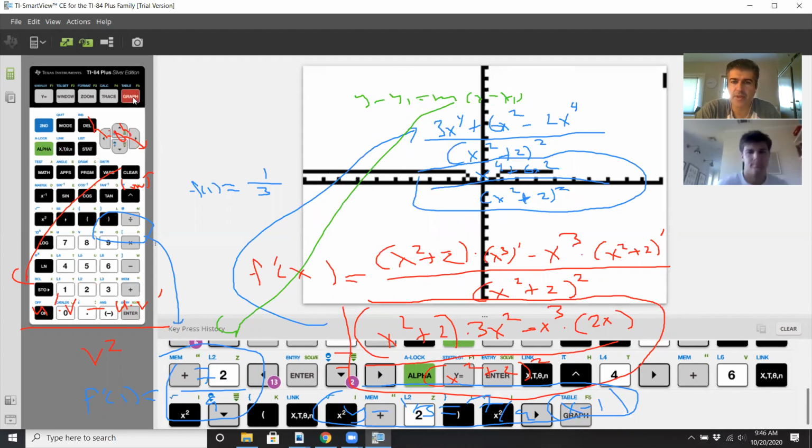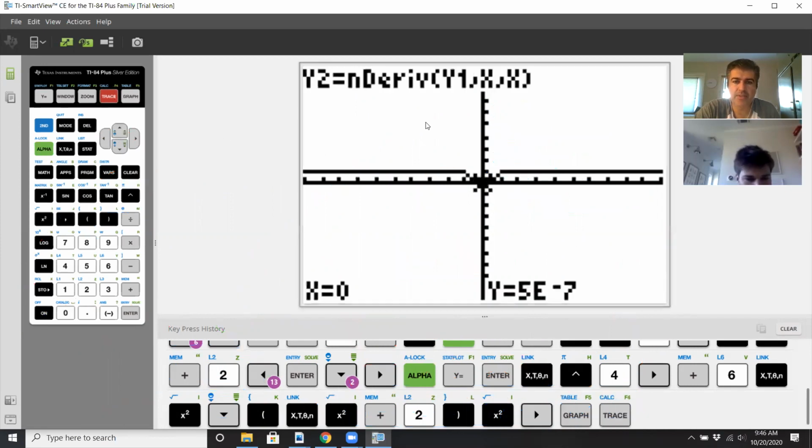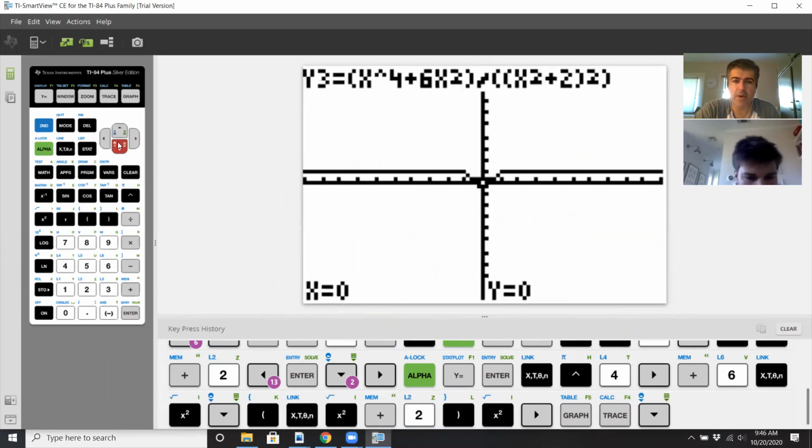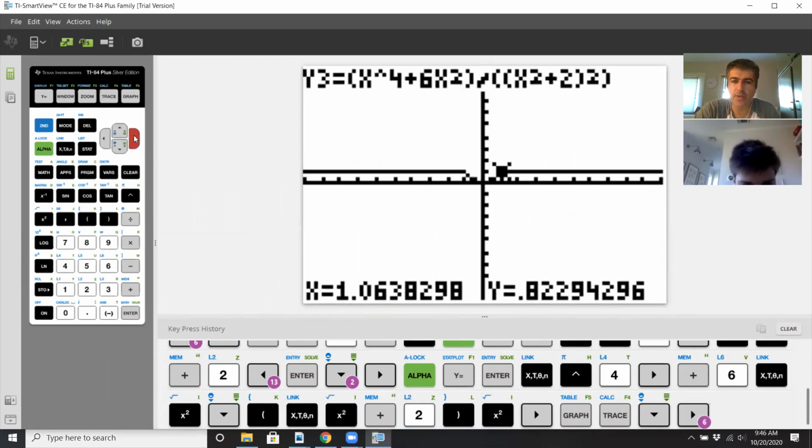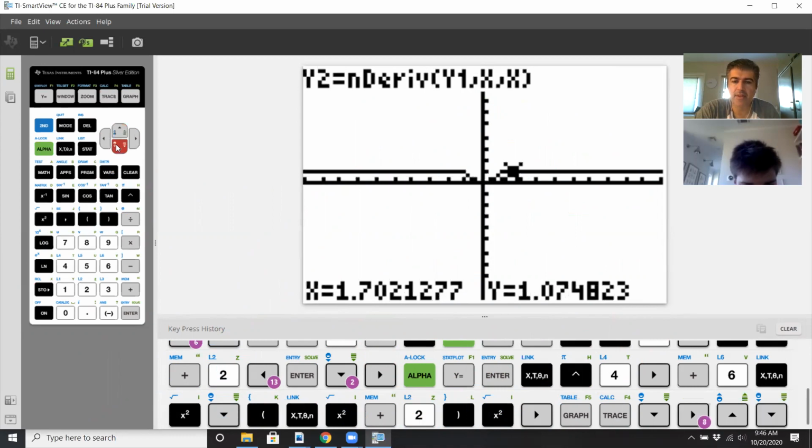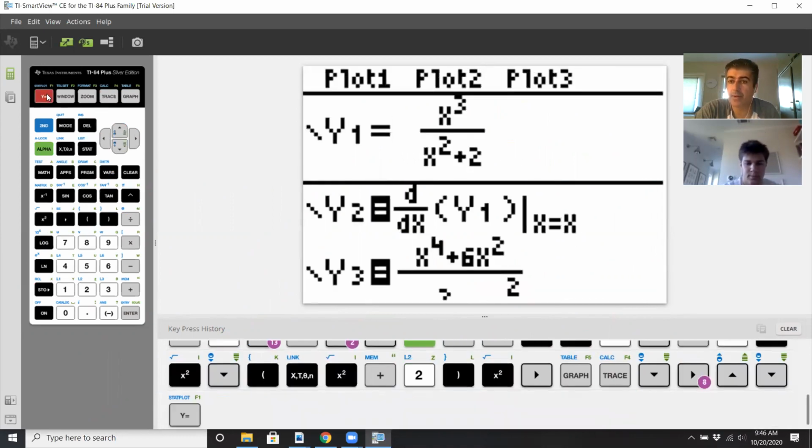So the first one's kind of slow, and you don't see anything new after that. Let me clear my screen so you can see this a little better. If I hit trace, you can see Y2 is selected, and if I hit down, now Y3 is selected, and they are totally overlapping each other. If I go up or down, they're the same curve. That's how you verify that you've actually done the derivative correctly by hand.